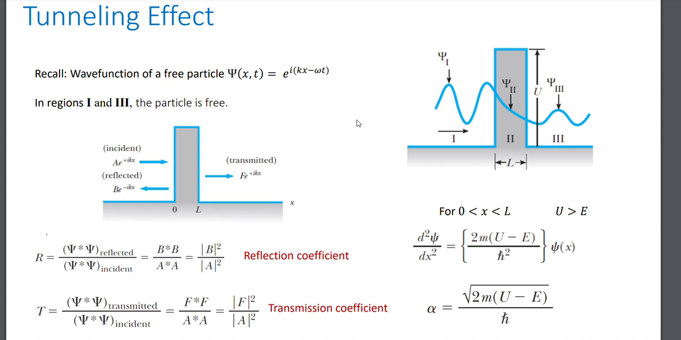We can also calculate the reflection coefficient and transmission coefficient in a tunneling effect. Reflection coefficient is denoted by R, which is B squared by A squared modulus, and transmission coefficient is given by T, which is F squared by A squared modulus. The overall tunneling probability is given by exponent of minus 2 K2 alpha, where alpha is root under 2m (U minus E) by h.